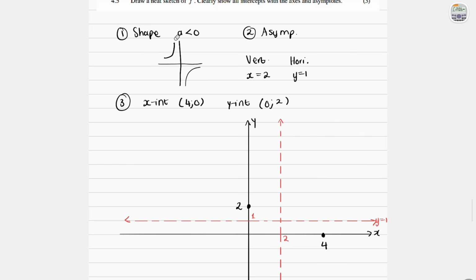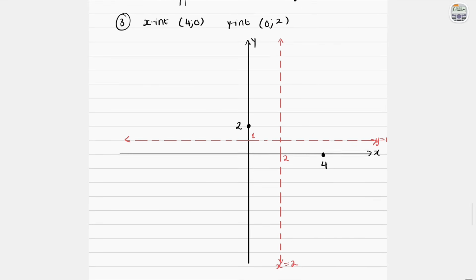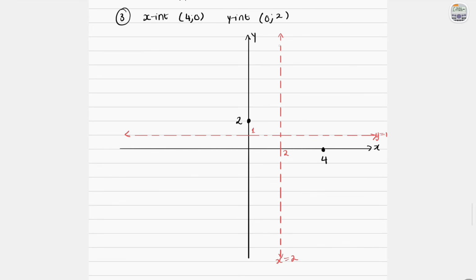So we can have a wing here and another wing here. Okay, so this first wing should not go past this. It comes from this side. It comes from being close to the asymptote, passes 2, moves closer and closer to that asymptote, never touching it.